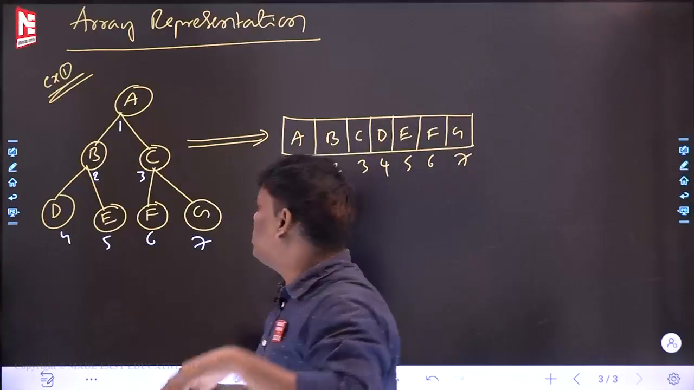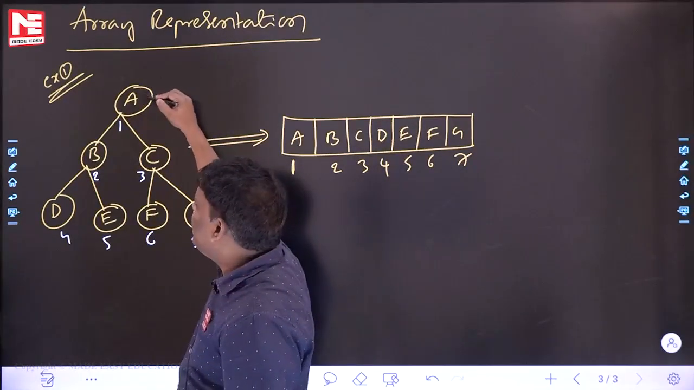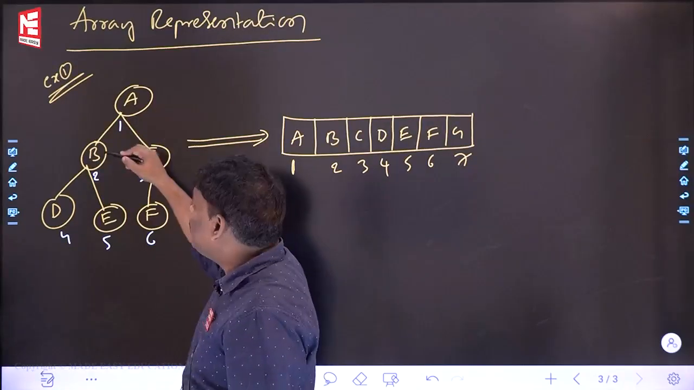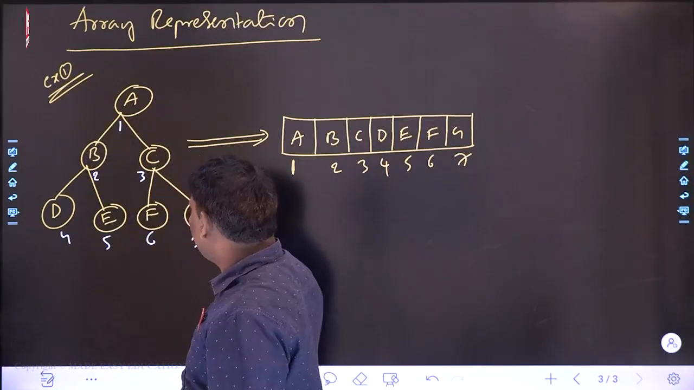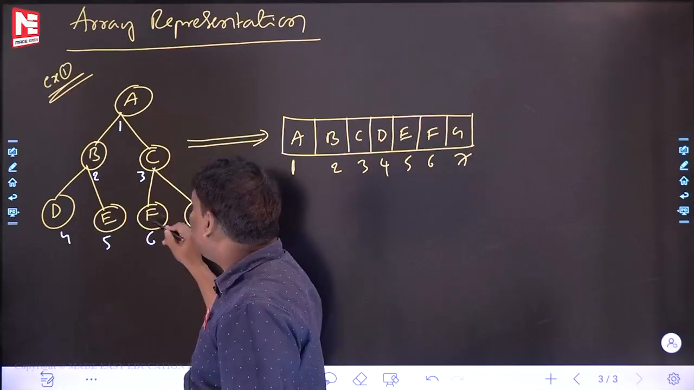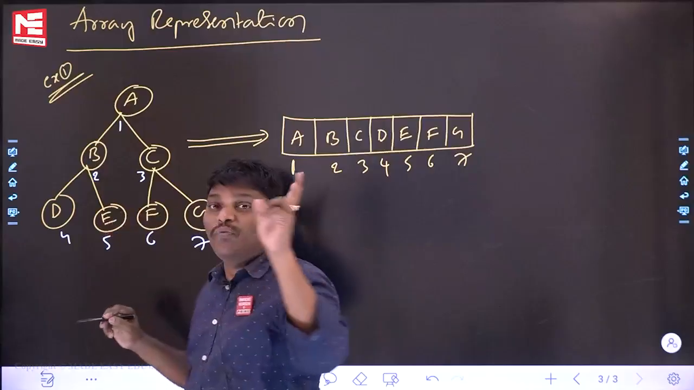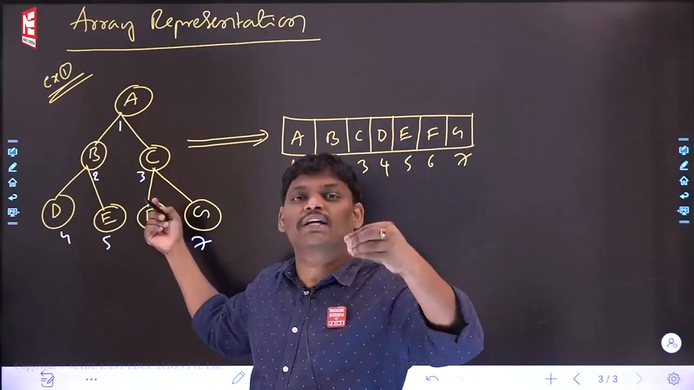One more thing let me ask you. Can you help me now? What is the A left child? B. What is the A right child? C. Next one, B right child? E. C right child? G. Next one, F parent? C. D parent? B.